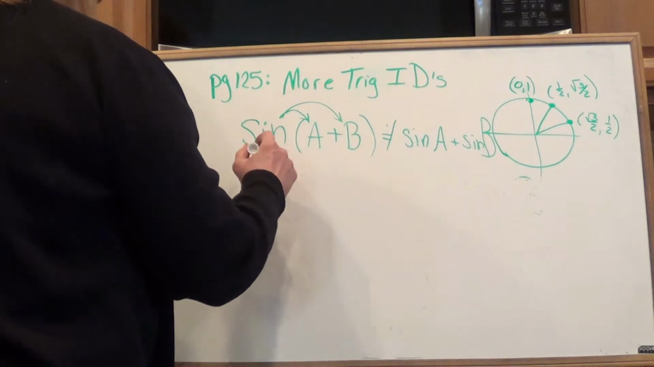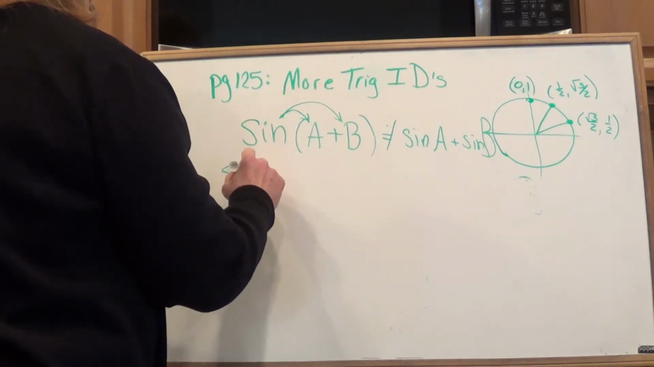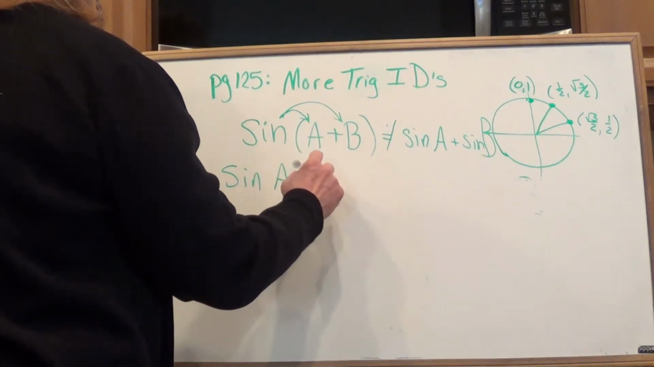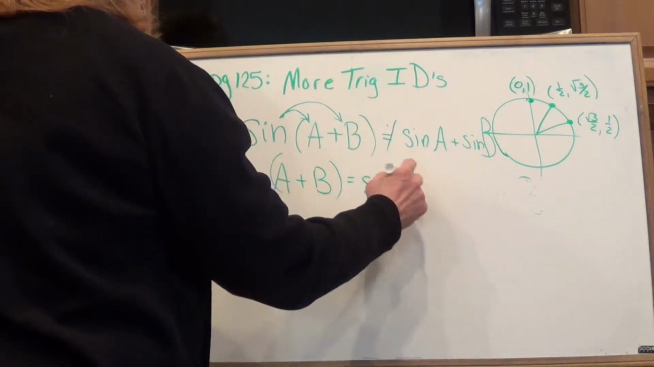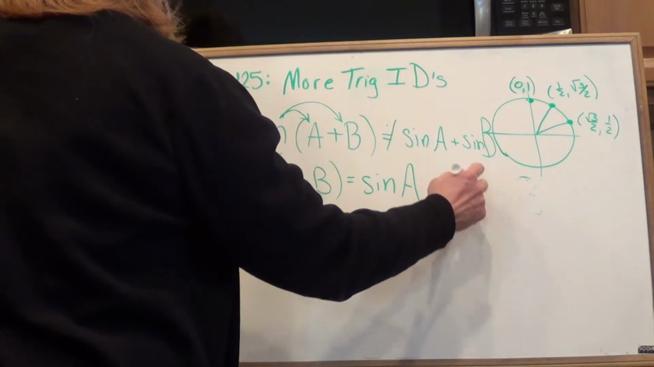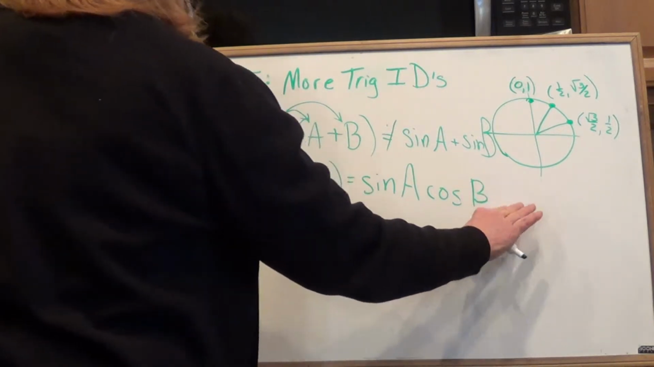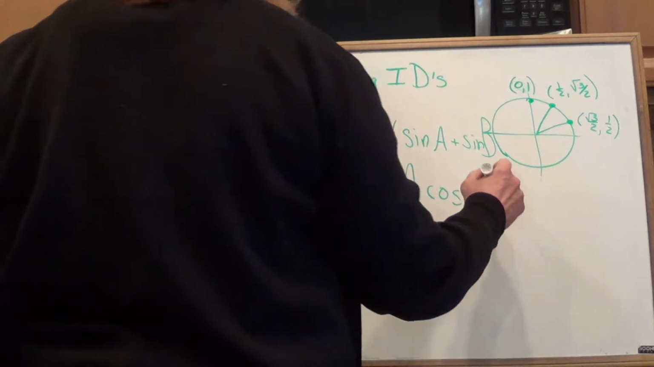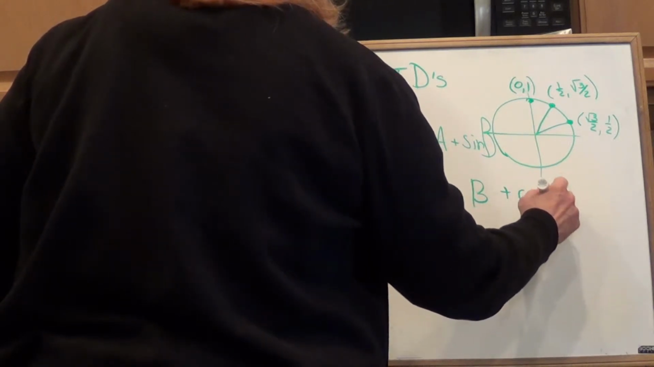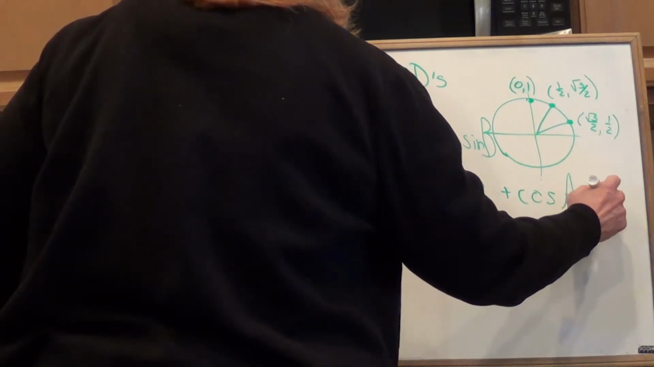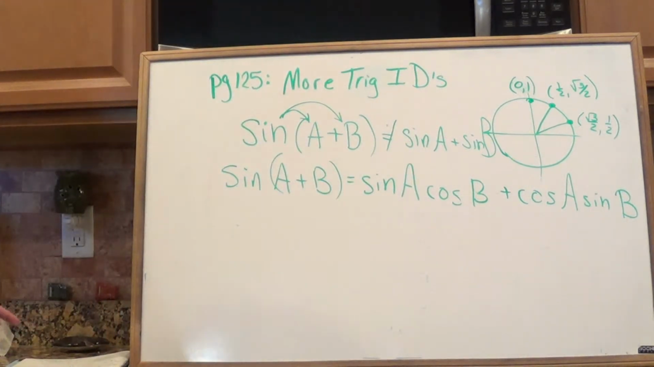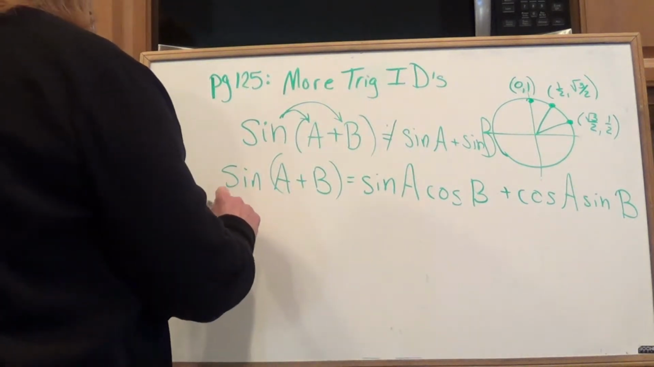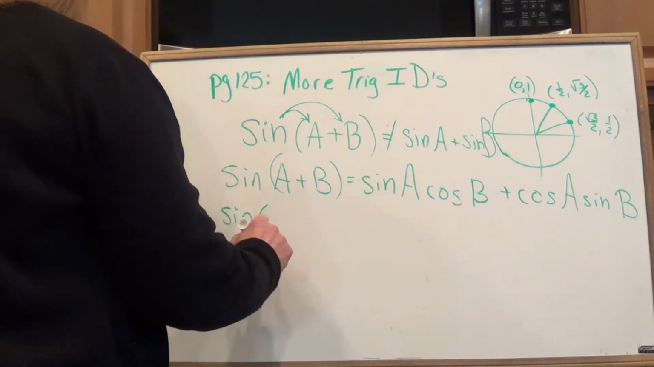So it turns out that sine of the quantity a plus b is sine a cosine b plus cosine a sine b. And there it is. Let's verify that by example. Sine, we'll do the same thing.